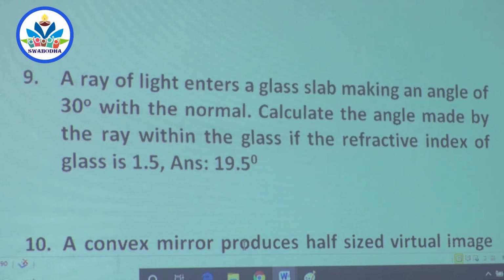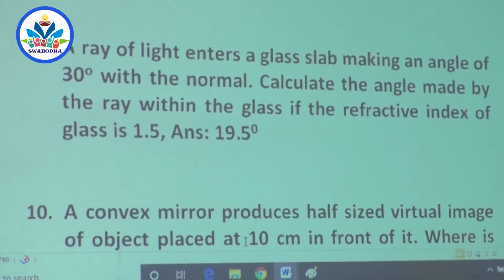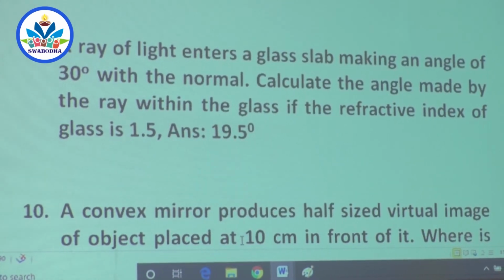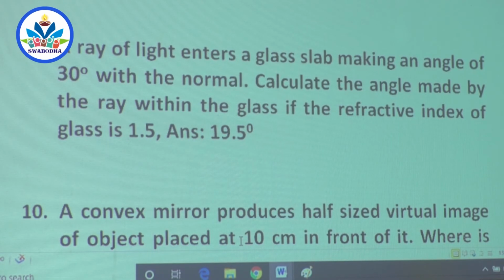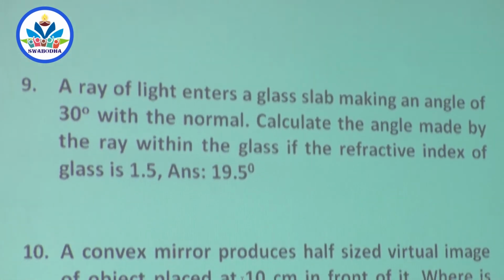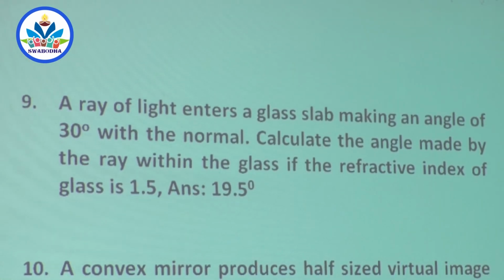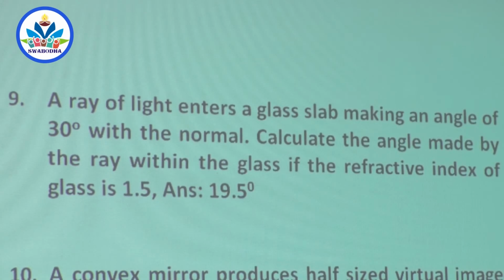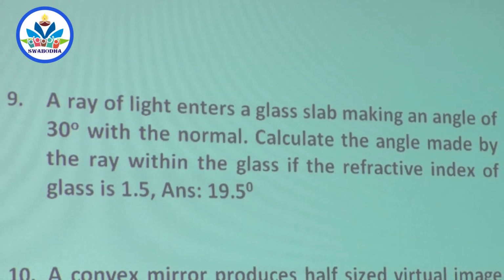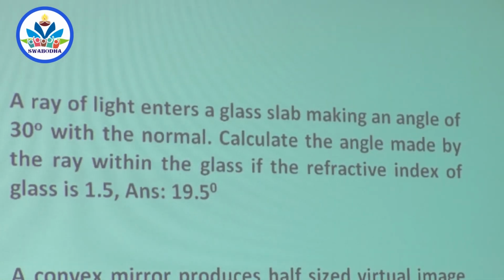Yes. Here also you require, okay, you see the problem first. A ray of light enters a glass slab making an angle of 30 degree with the normal. Calculate the angle made by the ray within the glass if the refractive index of glass is 1.5.